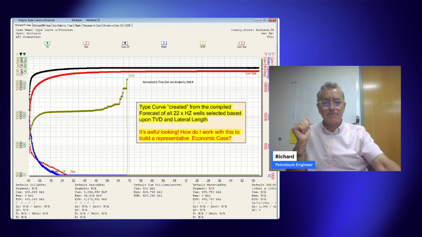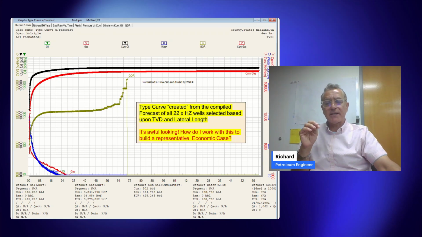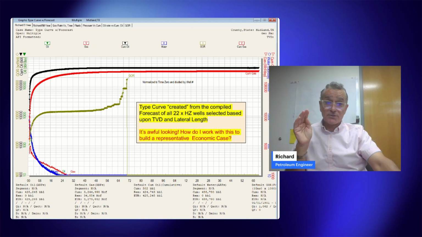It's a nightmare. Once again, I'm using the older version, version 2, not version 3. I'll figure out version 3 in the next few months, if not sooner. In the meantime, I'm just showing an example of version 2. The type curve is created from the compiled forecast of 22 horizontal well bores selected based on TVD depth and lateral lengths. It looks awful, right?